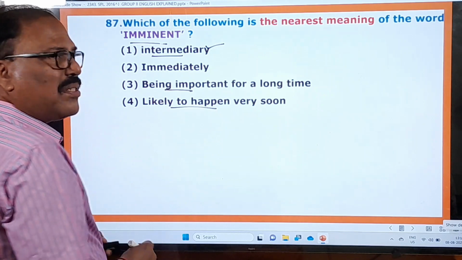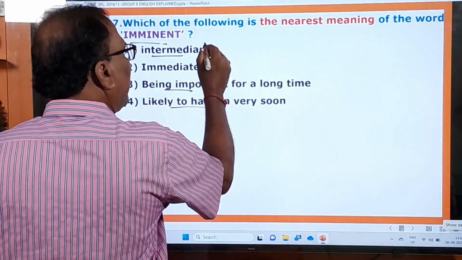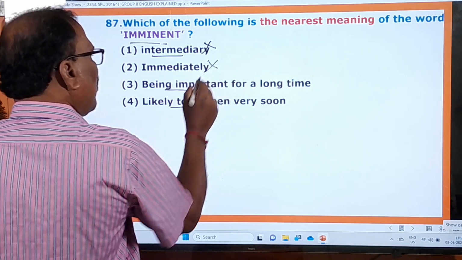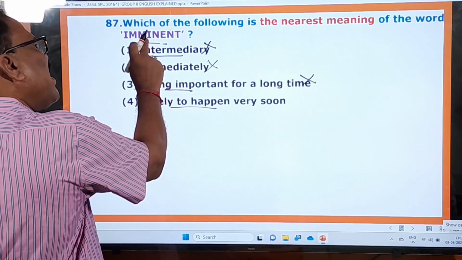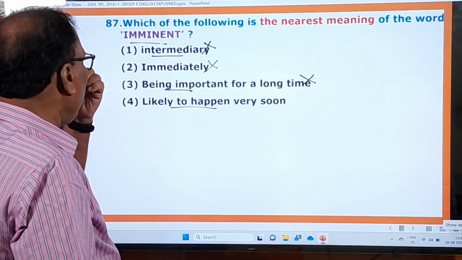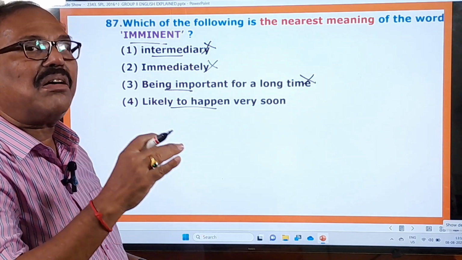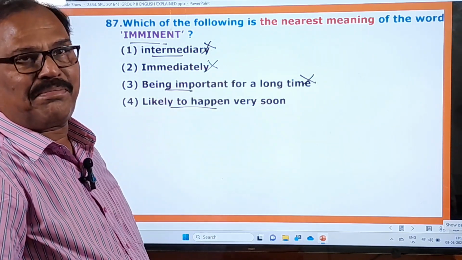Likely to happen. So here, if you see the meaning, intermediary is not correct. Immediately is not correct. Being important for a long time is also not correct. But imminent means likely to happen very soon. For example, the Third World War is imminent. Imminent means it's very likely to happen.